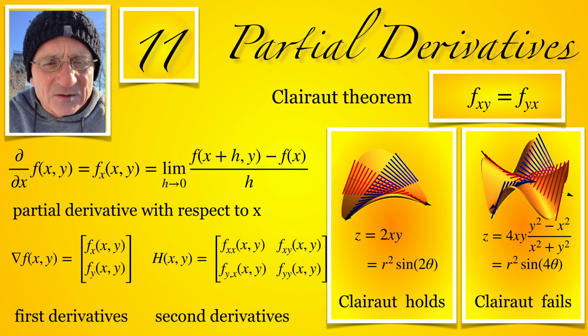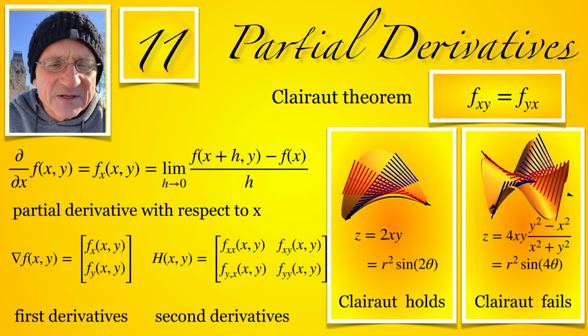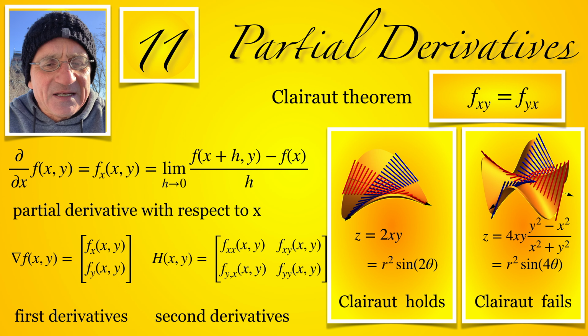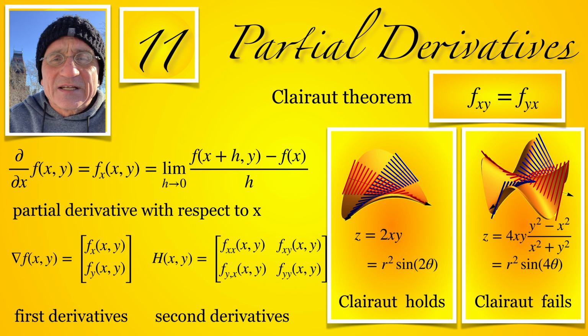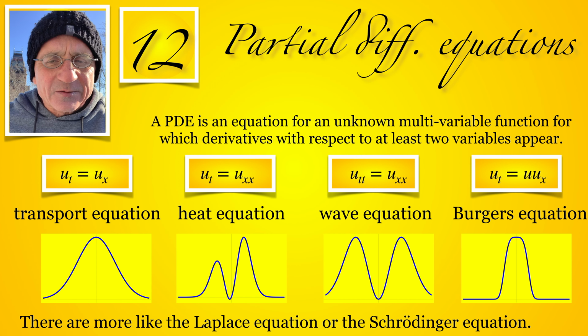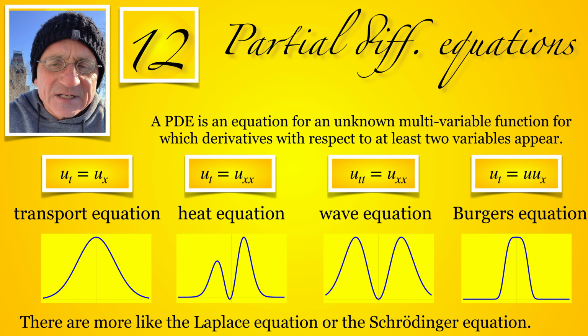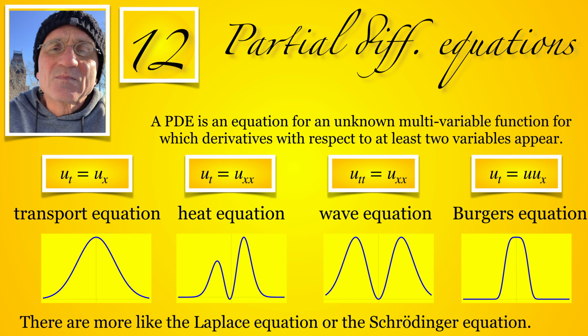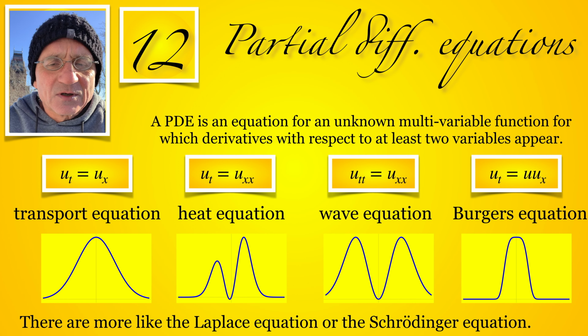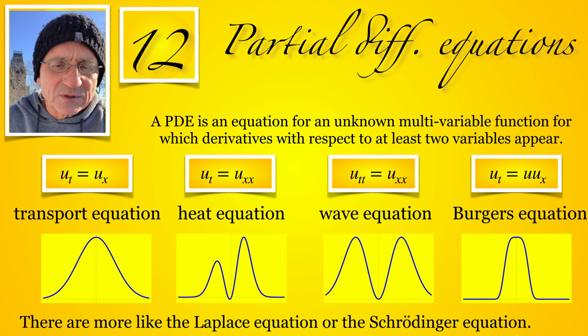When differentiating with respect to one of the variables in a function of several variables, we get partial derivatives. Clairaut's theorem tells that the order of differentiation does not matter, but Clairaut needs that the function is continuously differentiable in each of the variables. The topic of partial differential equations allows us to practice taking partial derivatives. It is an important topic, in particular because many basic laws of nature are partial differential equations. It is good to know the transport, the heat, the wave, and the Burgers equation, as well as the Laplace equation. They are prototype systems for more complicated laws in nature.